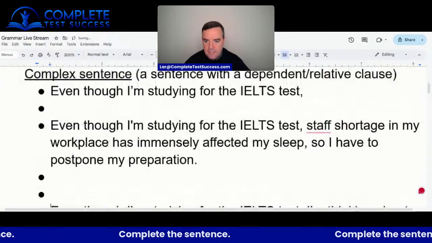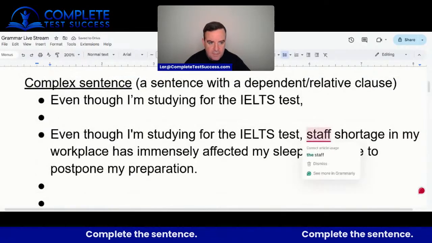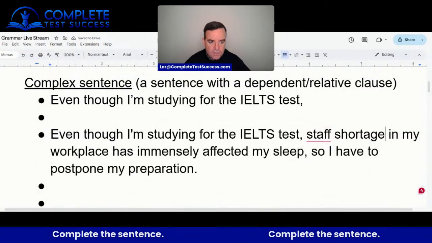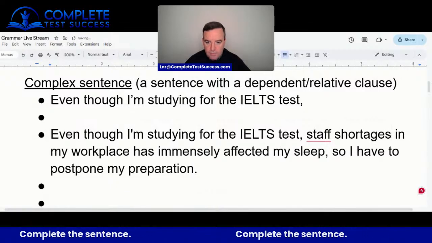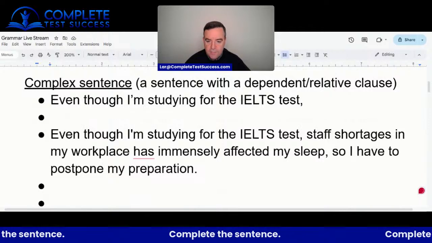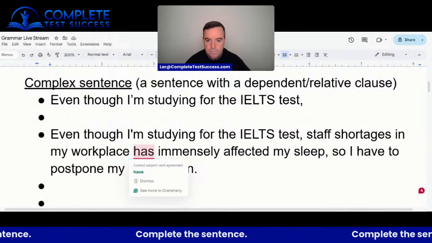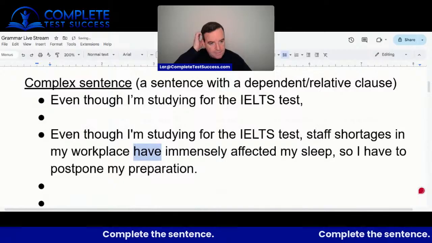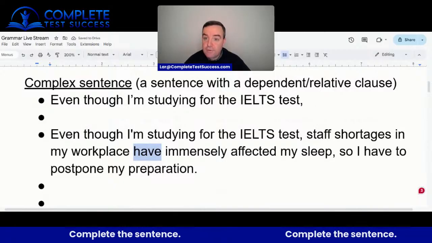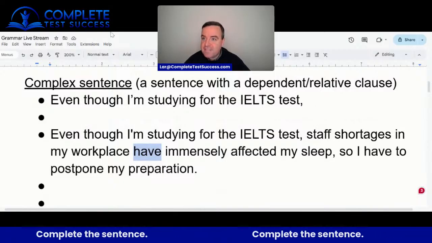Okay, so Stan: even though I'm studying for the IELTS test, staff shortages, that would have to be plural, in my workplace has immensely affected my sleep, so I have to postpone my preparation. Good. So we just have to adapt that. And that also explains why I haven't heard from you in a while. But good to see you here anyway, Stan.